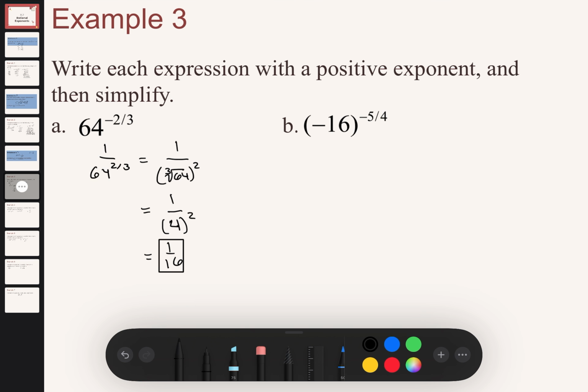Again, if it's going to take us a little more time to get some of our perfect cubes memorized, that's okay. We are practicing, right? That's what we're doing.